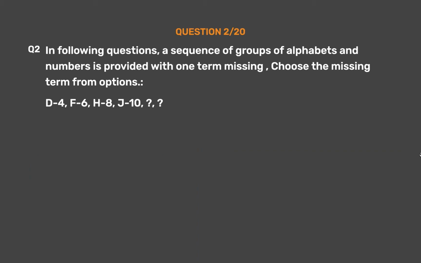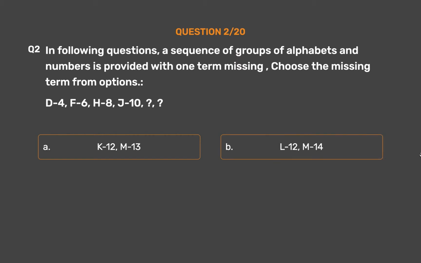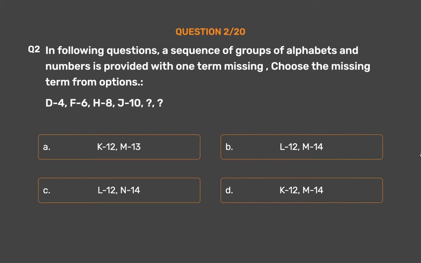Question number 2. In following questions, a sequence of groups of alphabets and numbers is provided with one term missing. Choose the missing term from options. D4, F6, H8, J10. Option A. K12, M13. Option B. L12, M14. Option C. L12, N14. Option D. K12, M14.